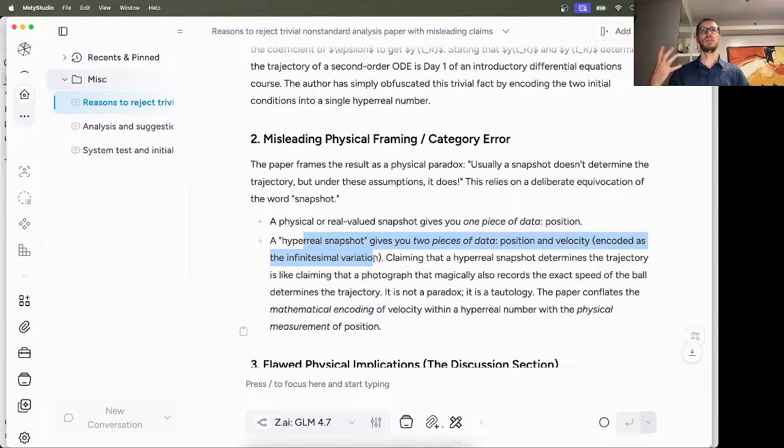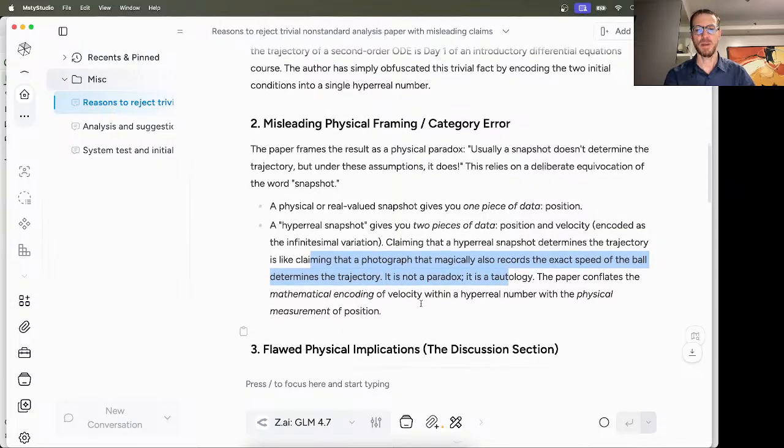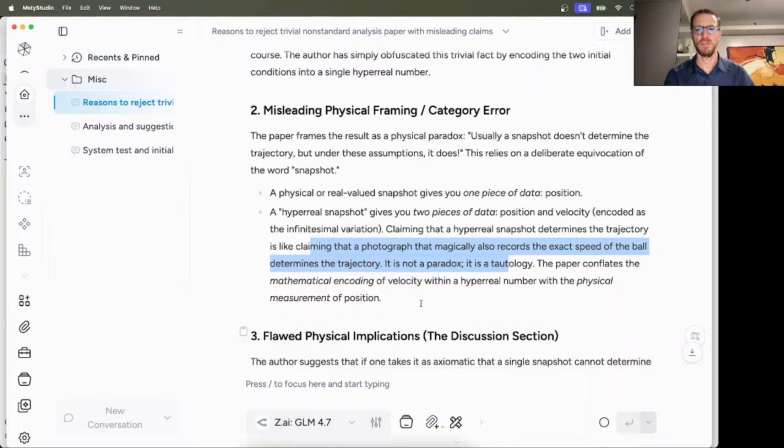Well, yeah, but that's the whole point of the paper. Claiming that a hyperreal snapshot determines the trajectory is like claiming that a photograph that magically also records the exact speed of the ball determines the trajectory. It's not a paradox, it's a tautology. The paper conflates the mathematical encoding of velocity within a hyperreal number with the physical measurement of position.